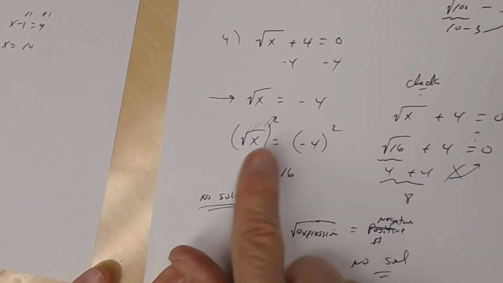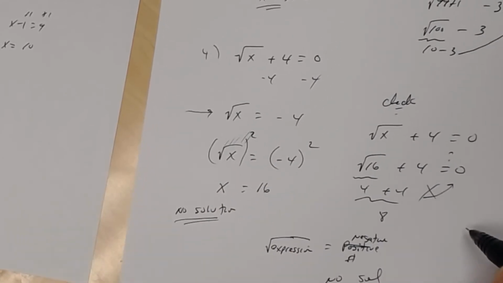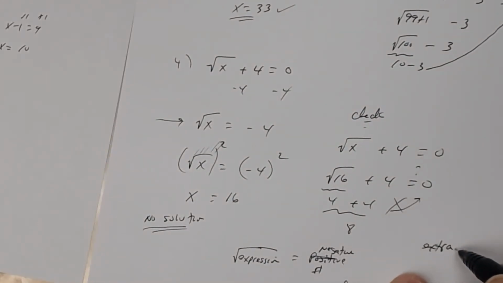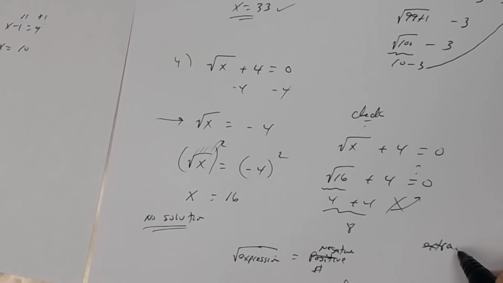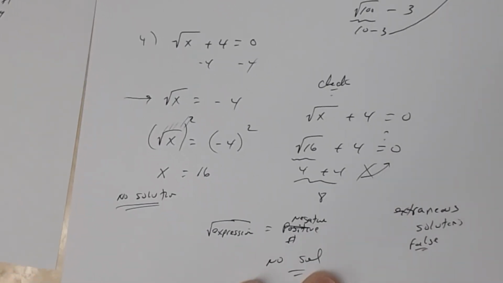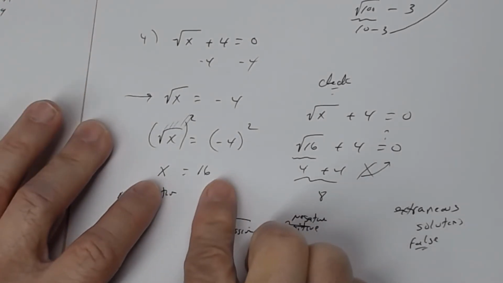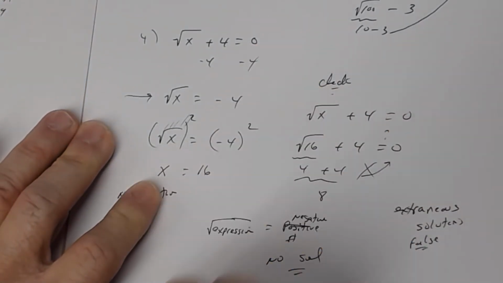All right, so what happens is this. When you square both sides, sometimes you introduce extraneous solutions. So we're going to write the word extraneous solutions, E-X-T-R-A-N-E-O-U-S. Sometimes we'll just call them false solutions. When I square both sides, I get x to be 16, but it's not a solution to the original problem. So that's a false solution, an extraneous solution.